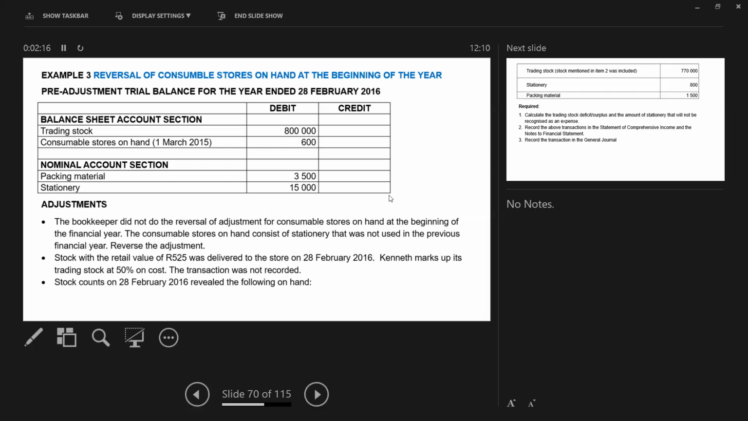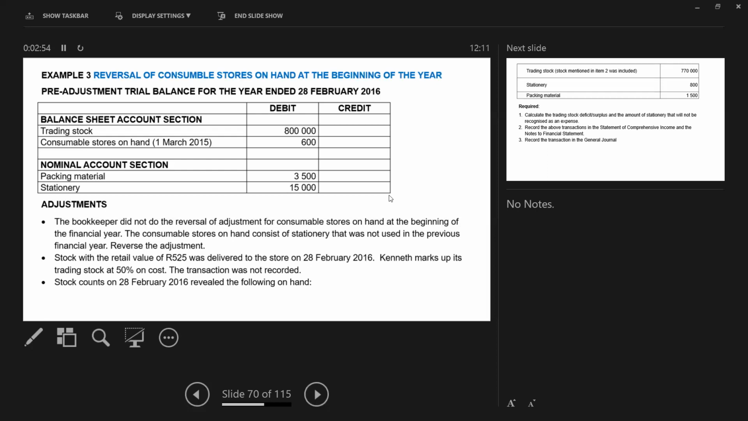be reversed. Remember, when we recognize consumable stores, we debit consumable stores on hand and we credit whatever expense, whatever we didn't use that was supposed to have been an expense last year. So to reverse it, we have to debit that actual expense, can be stationery or packing material, and credit consumable stores on hand. That is because that consumable stores on hand we had at the beginning of the year is supposed to be used within 12 months because it is a current asset. It was supposed to have been used within 12 months.